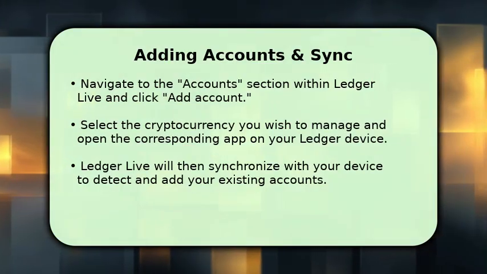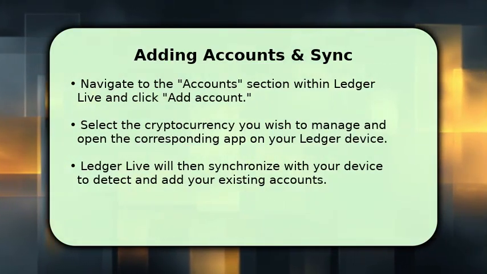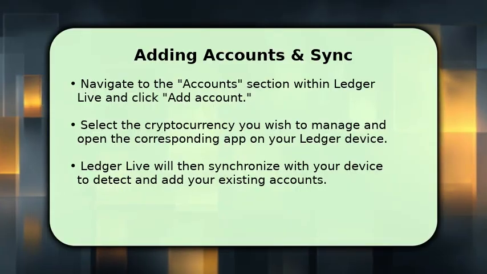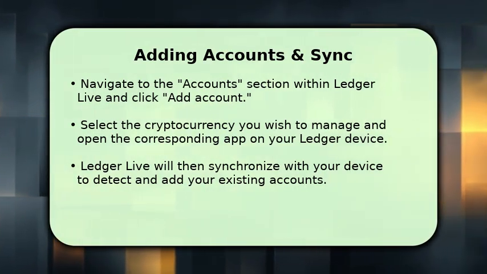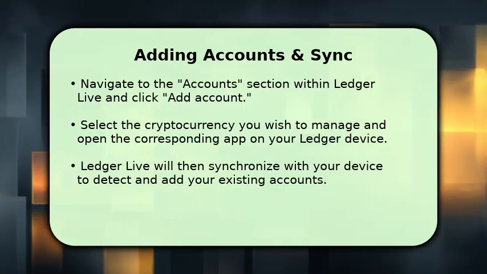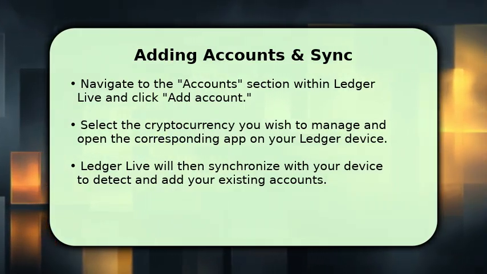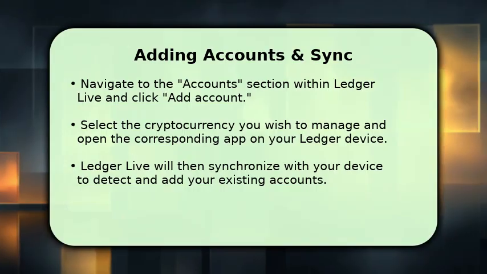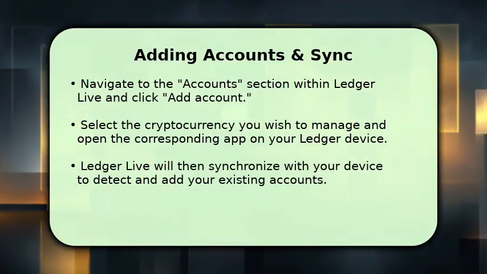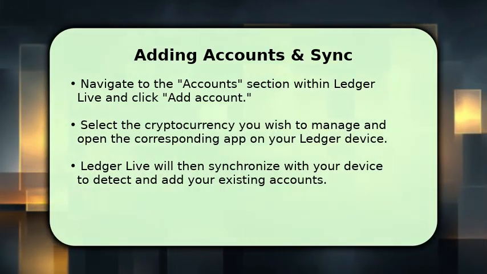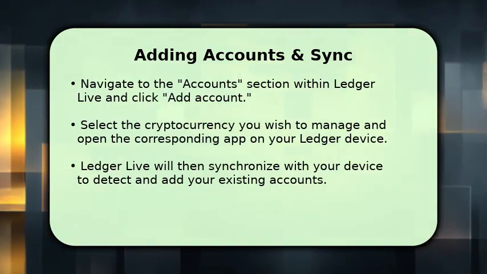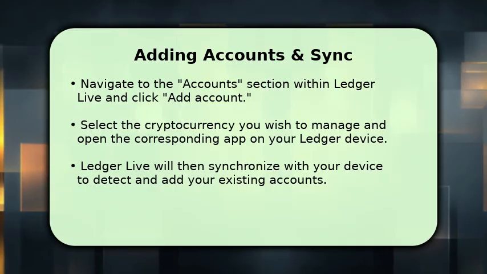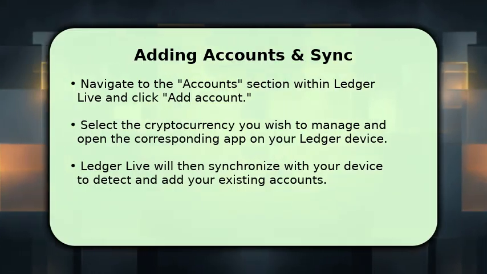Now that your device is connected, navigate to the Accounts section inside Ledger Live and click on Add Account. You will then choose the specific cryptocurrency you want to manage, like Bitcoin or Ethereum. Make sure to open the corresponding application on your Ledger device at this point. Ledger Live will then automatically synchronize with your hardware wallet to detect and securely add your existing cryptocurrency accounts.